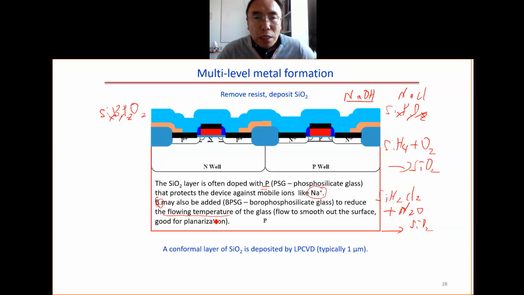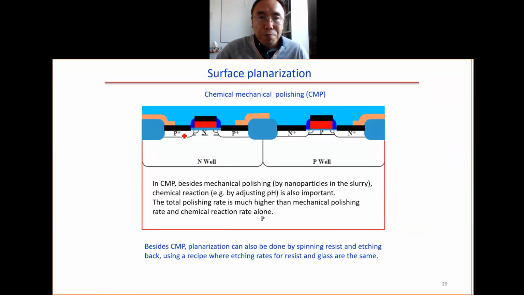That means if we do a high temperature process, because of the flowing, it may smooth out the surface. It's good for the planarization of the surface. But in this case, we will make the surface flat by chemical-mechanical polishing. So the next step is the chemical-mechanical polishing process.